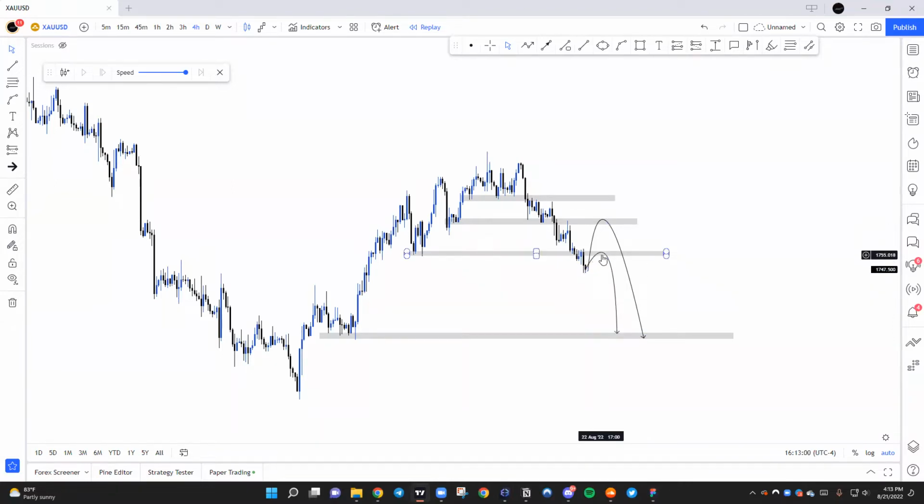So let's just get rid of this to explain it more. So if price pulls all the way up to here, you'll be looking for price to break this low, and you'll be targeting down here first. So it'll come all the way back down to here. And then you'll be looking to hold all the way back down to here if it does.